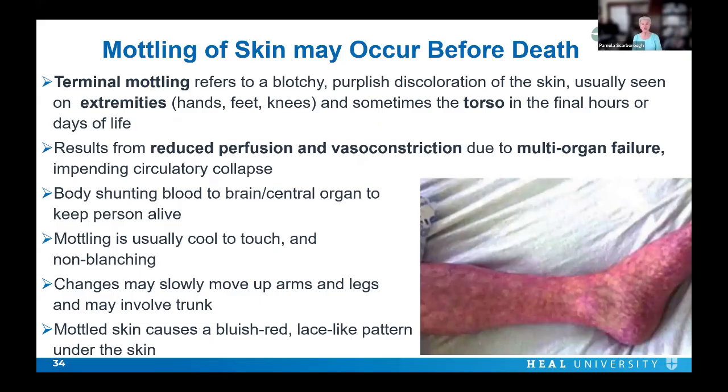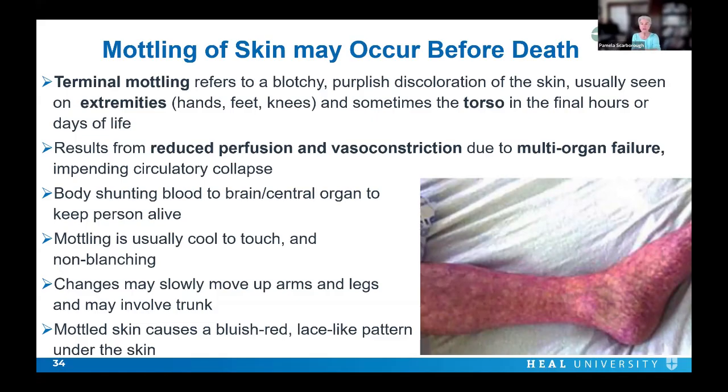It occurs usually, oftentimes before death, or maybe when people are very, very cold. But if you think that people are on their trajectory towards death, oftentimes you'll see this mottling that takes place. And what's happening is the blood is shunting. This is resulting from decreased perfusion and vasoconstriction due to multi-organ failure that's impending circulatory collapse. And the blood is being shunted to the brain and the central organs to try to keep this person alive.